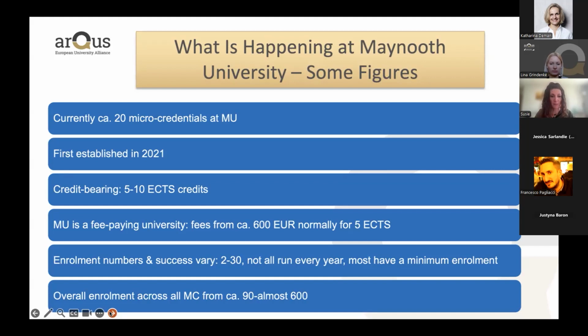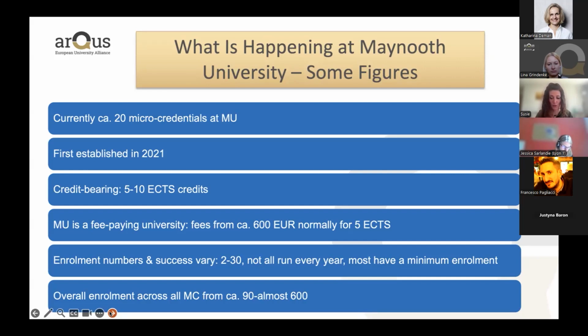The enrollment numbers and the success actually vary. We cannot share the detailed figures on each of the micro-credentials, but in general, some might have only 2, some have up to 30. Most of the micro-credentials have a minimum enrollment, so it's quite unusual that something that has only 2 participants would actually run. Okay. So not all run every year. Some are building successively over the years.